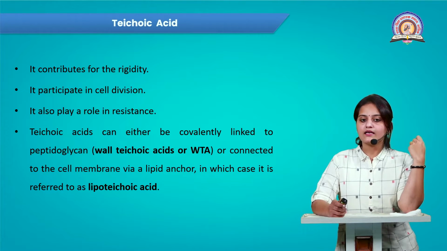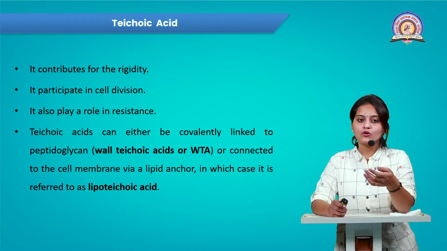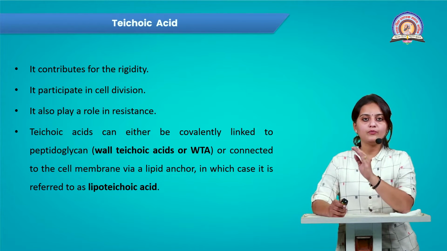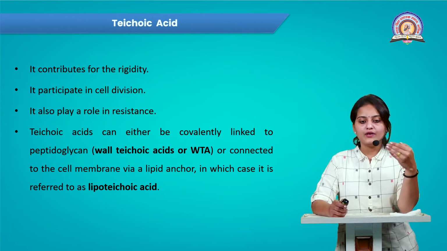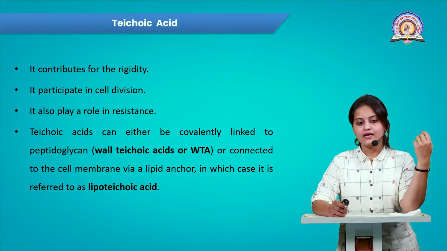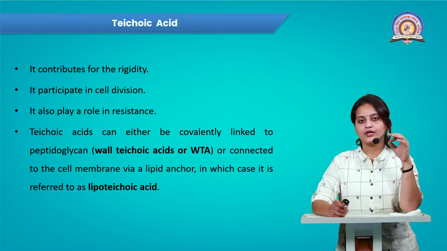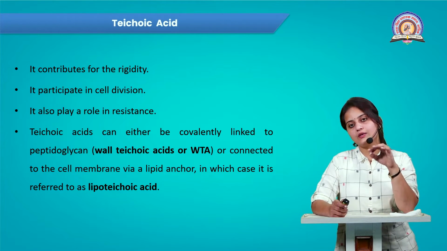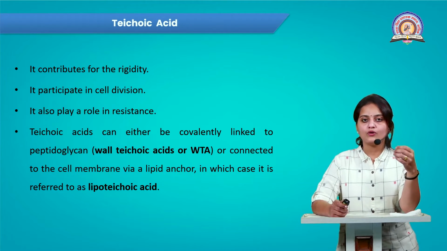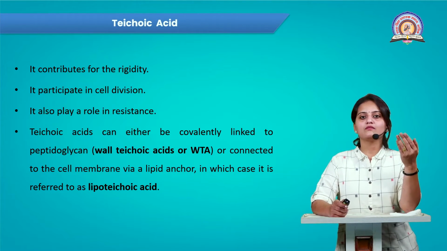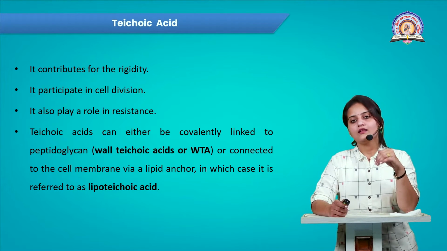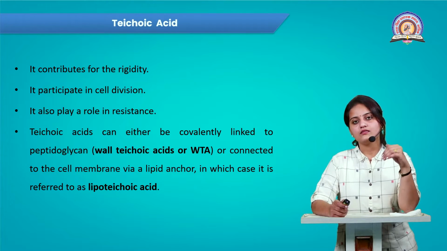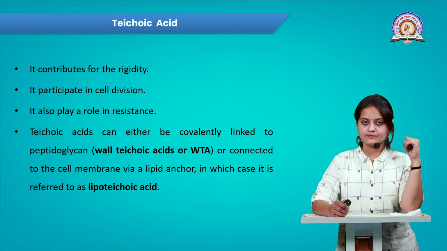Teichoic acid can either be covalently linked to the peptidoglycan, in which case it is called wall-teichoic acid or WTA, or connected to the cell membrane via a lipid anchor, in which case it is referred to as lipoteichoic acid. Now why lipo? Because the cytoplasmic membrane is made of lipid molecules, and as it is anchored in the lipid membrane, that's why it is known as lipoteichoic acid.